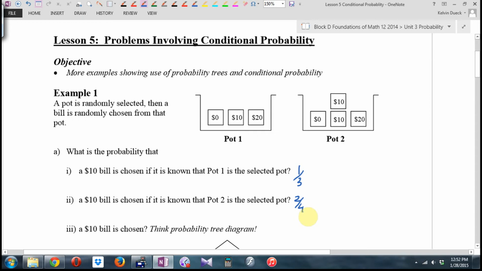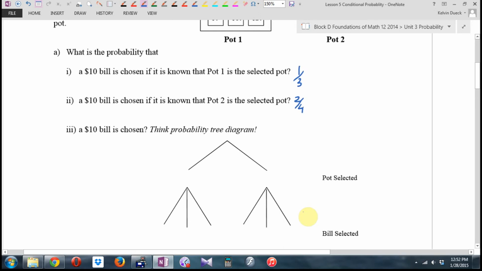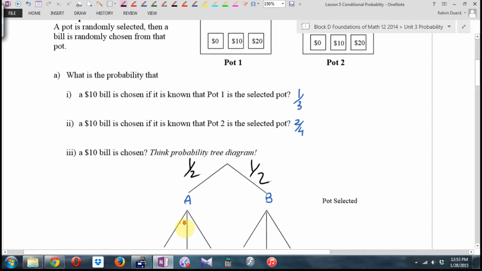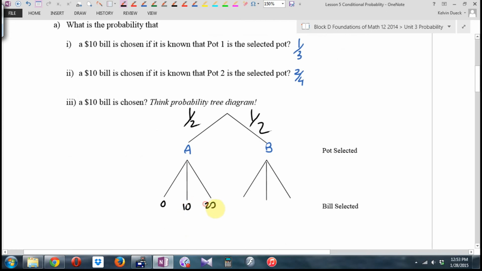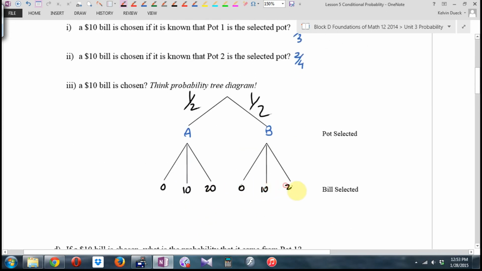And part 3, we can also handle. What's the probability that the $10 bill is chosen? Well, this is where we would do a tree. We would say, first of all, how many pots are there? 2. So I got pot A, pot B, and there is a 1/2 chance of picking a pot because it says a pot is randomly chosen. And then in pot A, I have 0, 10, or 20, and in pot B, I have 0, 10, or 20.